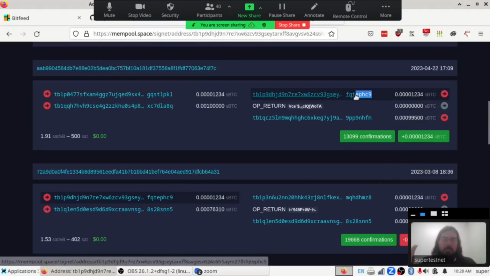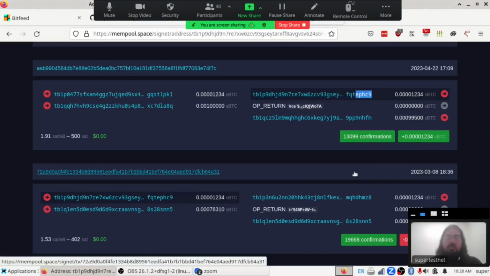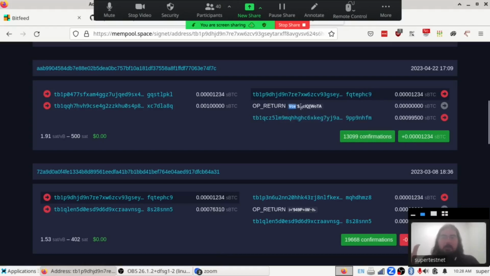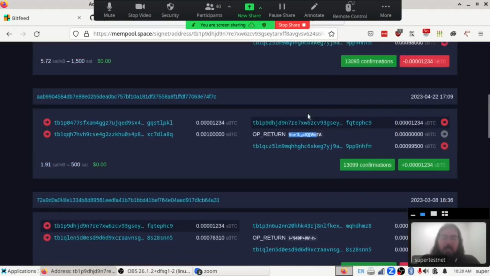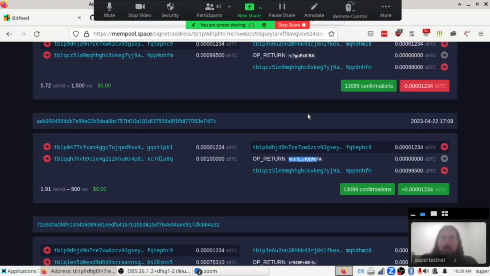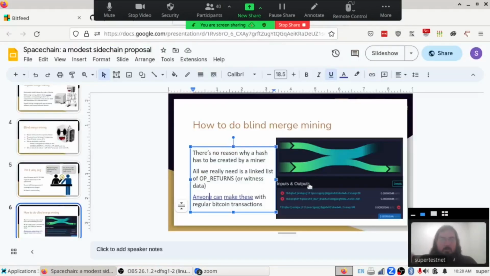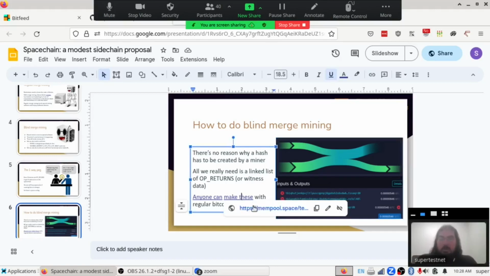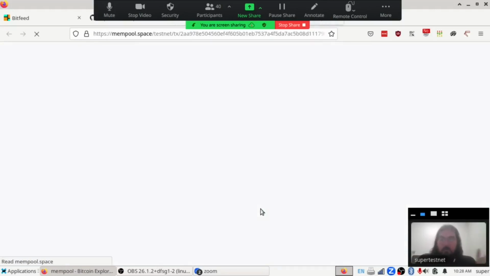So whoever's creating this sidechain keeps on spending from the same address back into itself, and every time they create an op return that has the hash of their block. So by reusing an address, you can create a linked list. You can always just say, I just need to watch this one address, and every time there's a transaction, it's going to create an op return with a text field that has the hash of a sidechain block. So that's a linked list of hashes that you can just follow on Bitcoin, and thus anyone can do this. Anyone can create one of these things.